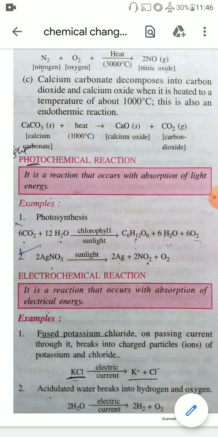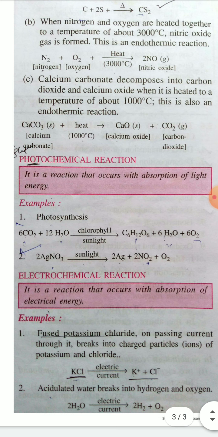Similarly, acidulated water breaks into hydrogen and oxygen. If you pass current through acidulated water, the reaction is 2H2O, with electrical current above the arrow, gives 2H2 plus O2. So water will break to form hydrogen gas and oxygen gas. So this is also an electrochemical reaction, because in this reaction energy is absorbed in the form of electrical energy. Okay, thank you.